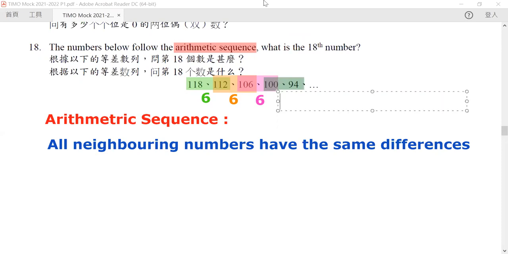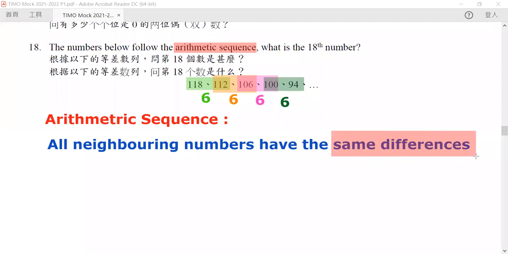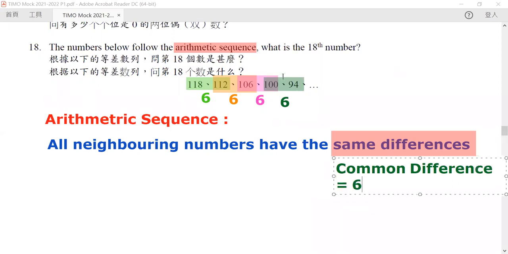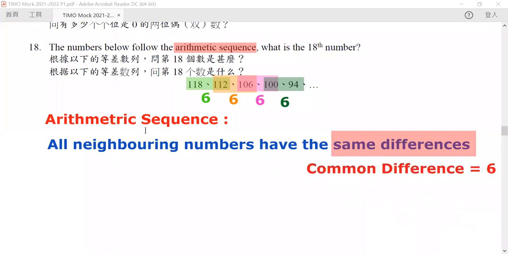Now again, in here, for our 94, the difference is again 6. Because all those differences are the same, we say that they have the same difference. In this case, we call it the common difference. The common difference in here is equal to 6. Now, if they have the same difference, then we call it an arithmetic series.